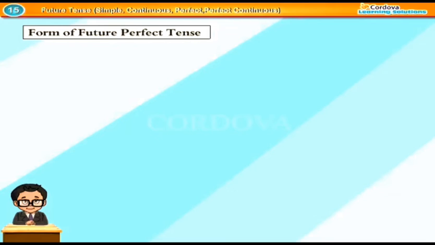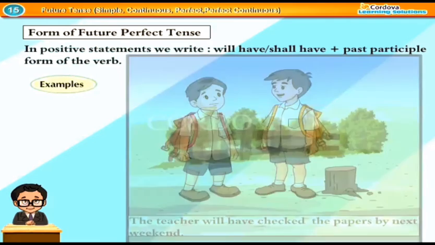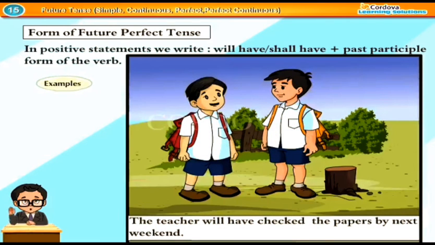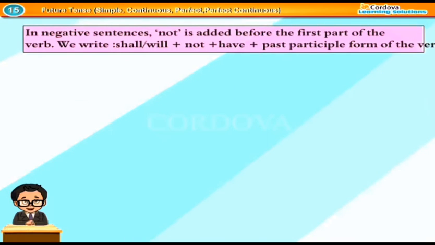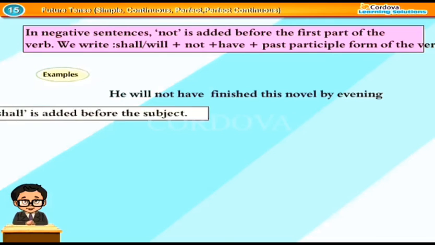Form of future perfect tense. In positive statements, we write will have, shall have plus past participle form of the verb. Example: The teacher will have checked the papers by next weekend. In negative sentences, not is added before the first part of the verb. We write shall, will plus not plus have plus past participle form of the verb. Example: He will not have finished this novel by evening.